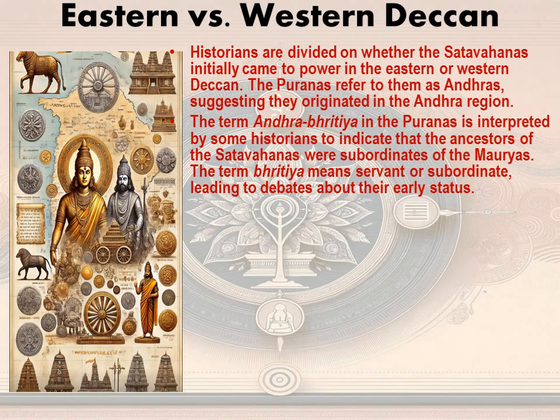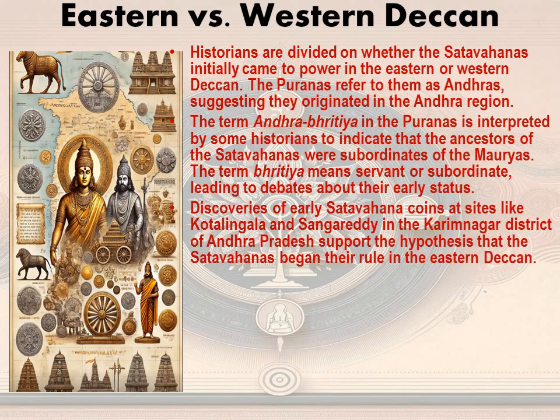The term Andhra Vritya in the Puranas is interpreted by some historians to indicate that ancestors of the Satavahanas were subordinates of the Mauryas, and the term Vritya means servant or subordinate, leading to debates about their early status. So, according to some historians, they were subordinates of the Mauryas, and later on they asserted their own dominion over the Andhra region.